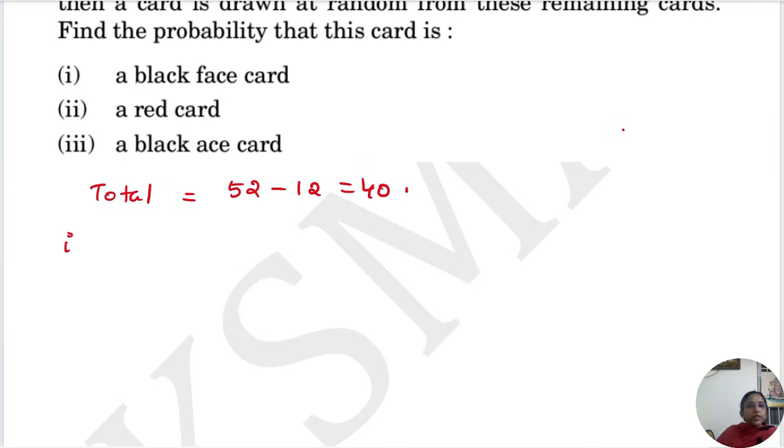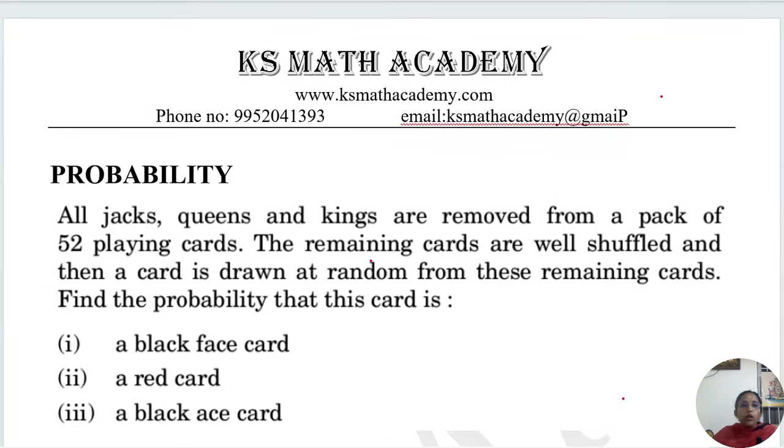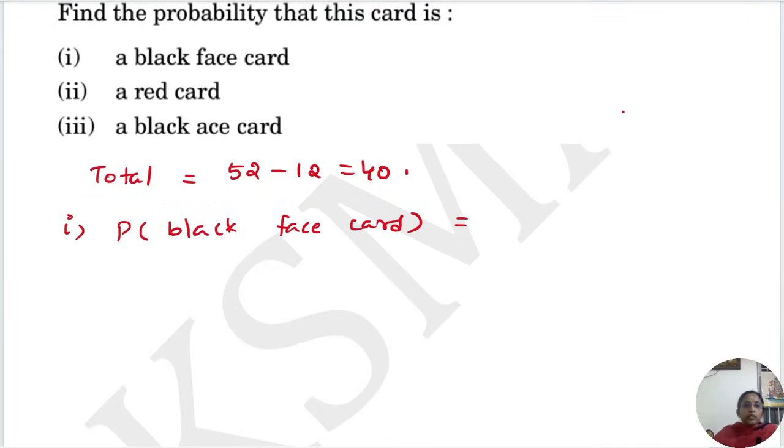And for the first subdivision, the probability of a black face card. The favorable count will be equal to 0 because all the king, queen, jack, everything has been removed from the deck. So black face cards will be equal to 0. So 0 divided by total is 0.